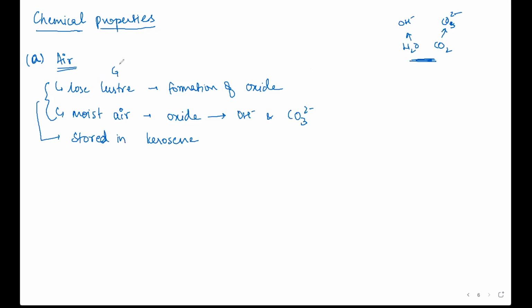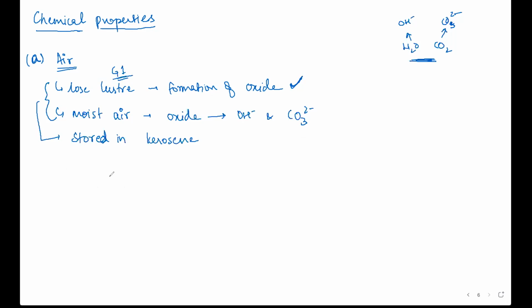Group 2 is not as reactive as group 1. They don't need to be stored under kerosene and all that. So they do become dull. This happens with group 2, but it's not violent, it's not extremely reactive. Now coming to the actual reaction: if you want to make it react in air, increase the temperature. What we saw is what is happening on its own, passively, if you let it be.